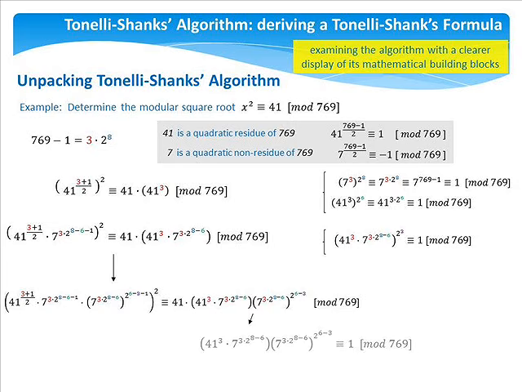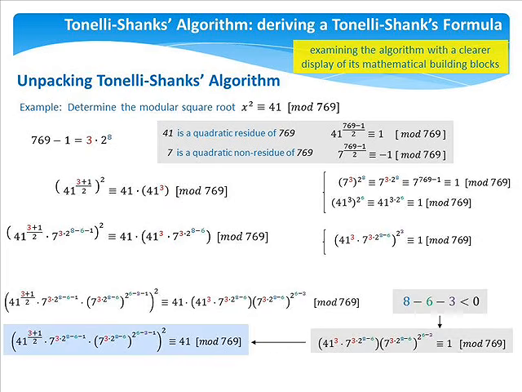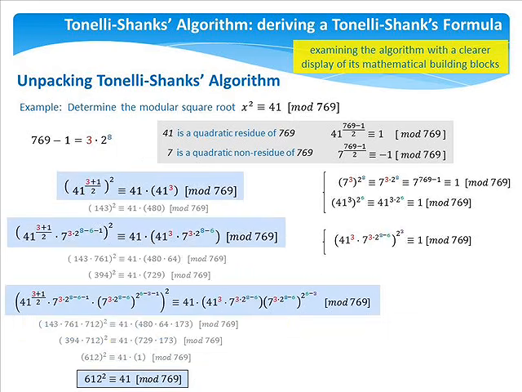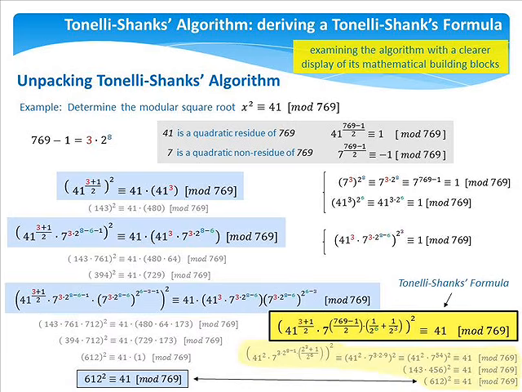This time, we check that the product of the two brackets at the right side of the congruence are congruent to 1 modulo 769, so we reach the solution. Note that the solution can be expressed more clearly with the Tonelli-Shanks formula. The usual way of Tonelli-Shanks algorithm is to work with residues modulo 769 at each step, as seen with the numbers in gray, thus reaching the solution. 612 squared is congruent to 41 modulo 769.